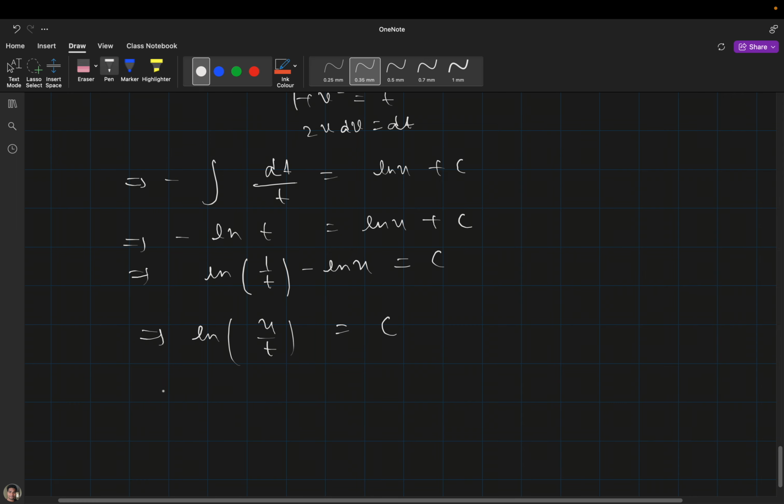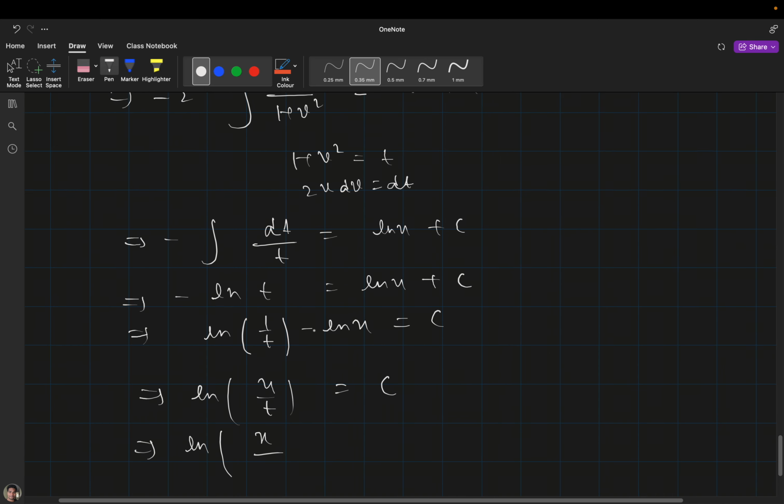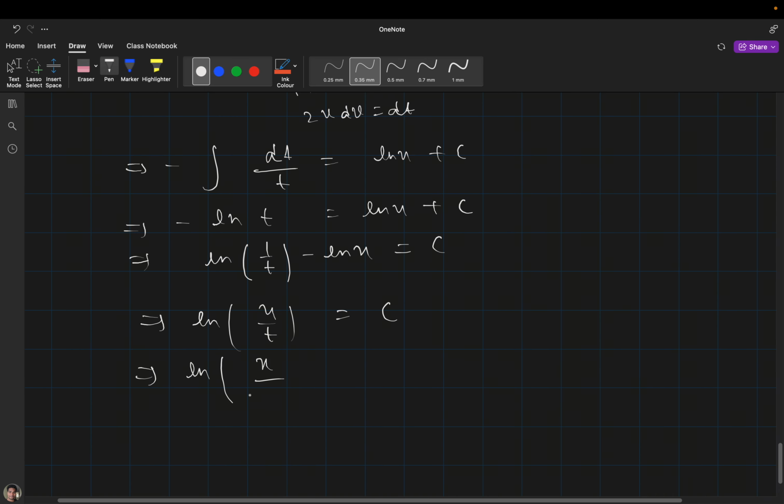Yeah. Now I will substitute the whole thing. This x is as it is. Now at the place of t, what will I write? 1 plus v square.